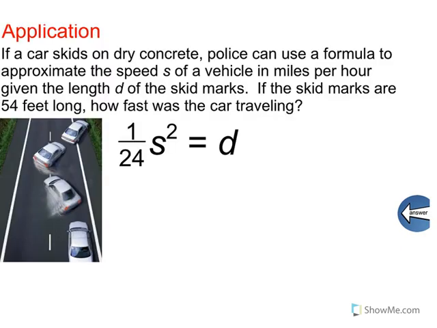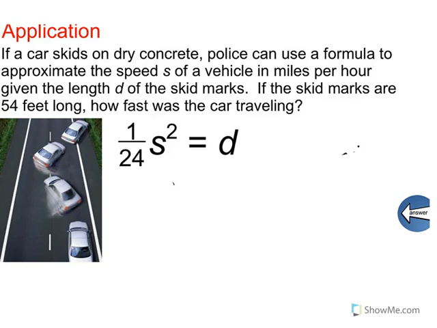When we look at differences of squares, it's important for us to keep in mind real-life application. So let's examine the following problem. If a car skids on dry concrete, police can use the formula to approximate the speed s of a vehicle in miles per hour given the length d of the skid marks. If the skid marks are 54 feet long, how fast was the car traveling?